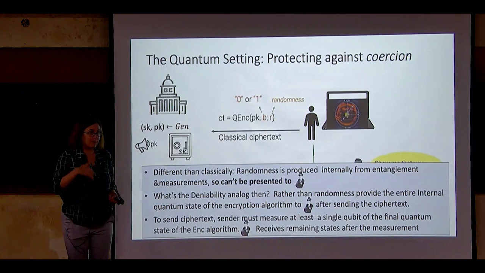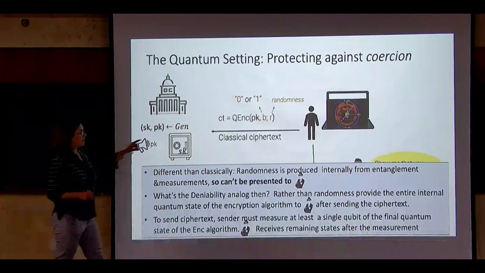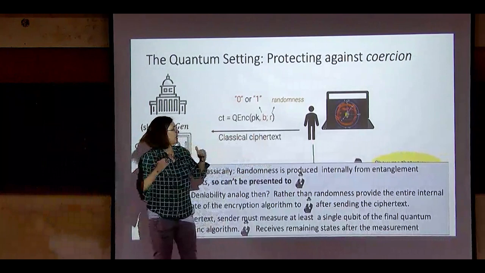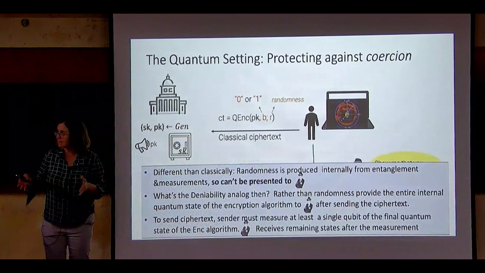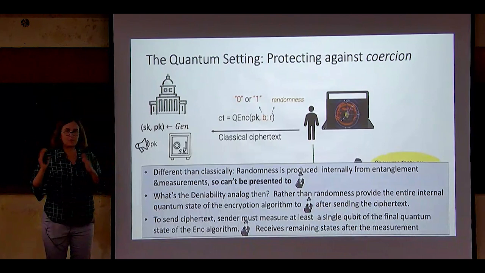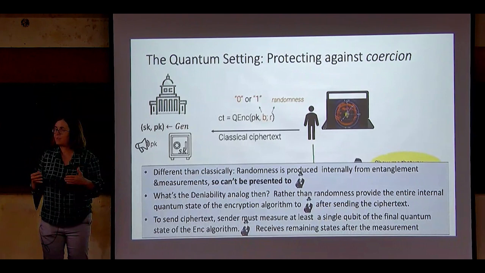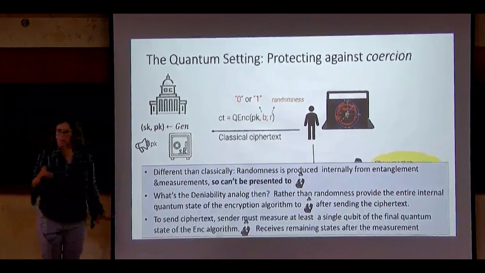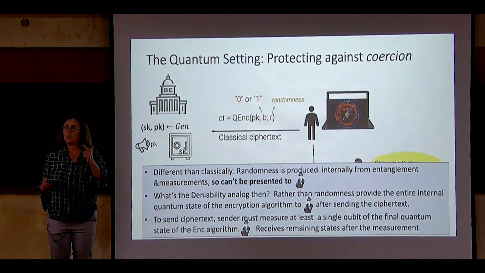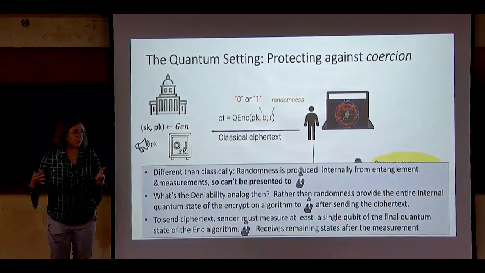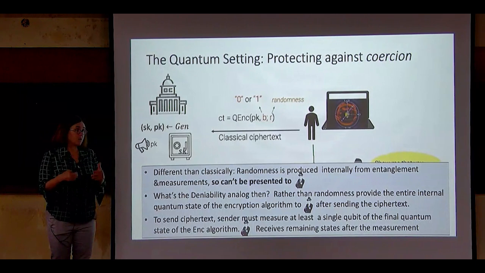So we're saying if you only allow this guy here to do one single bit of measurement, and then when the coercer comes and examines your computer, we prove that by looking at the quantum states, you cannot tell apart whether they encrypted a zero or encrypted a one. There's an exponentially small probability of distinguishing if you look at the quantum states. So this is what I mean. One, the randomness is produced internally. Two, you let the coercer examine your quantum states, and then you prove that he cannot tell from the contents of your computer whether you encrypted a zero or one. So again, it's deniable in the sense that there's no point in coercing because he cannot tell them apart.